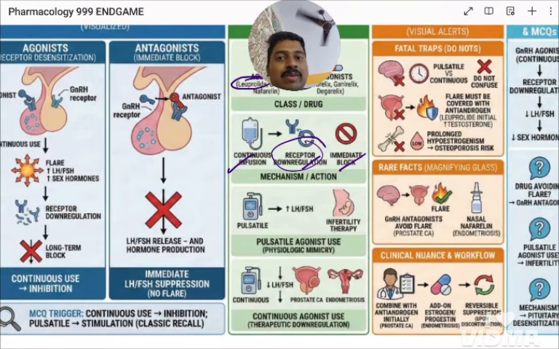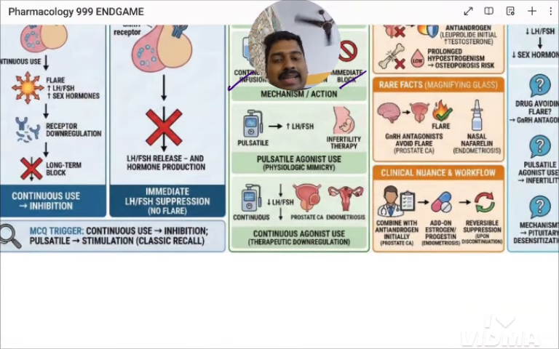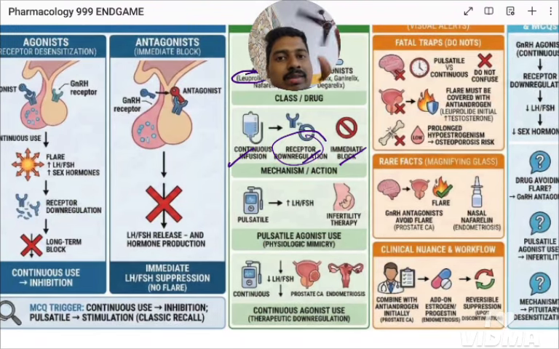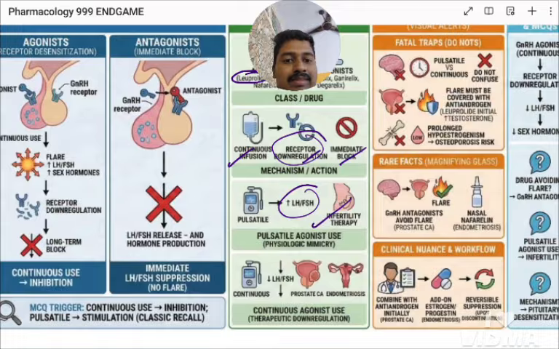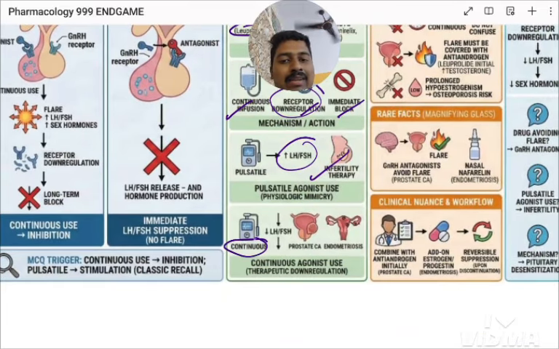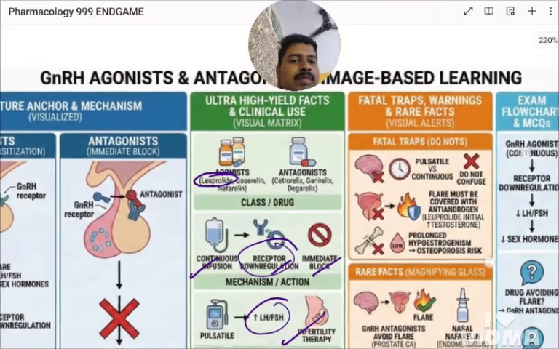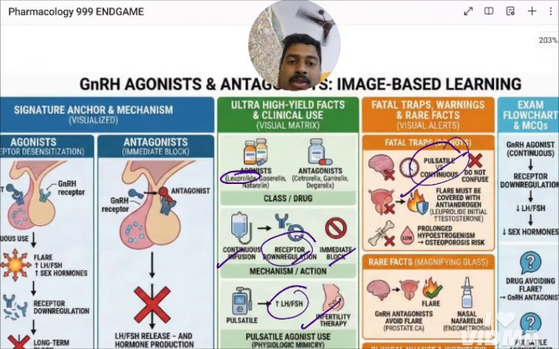So this is a very important concept which students often misinterpret. They'll think that agonist means it will stimulate, antagonist means it will inhibit. Here it is not that. In an agonist only, you will have two types of action. If it is continuous, it will cause inhibition of LH and FSH. If it is pulsatile, then it will cause increased LH and FSH, which is used for infertility. And continuous is used for prostate carcinoma and endometriosis. These two conditions. So pulsatile versus continuous, you shouldn't confuse it.